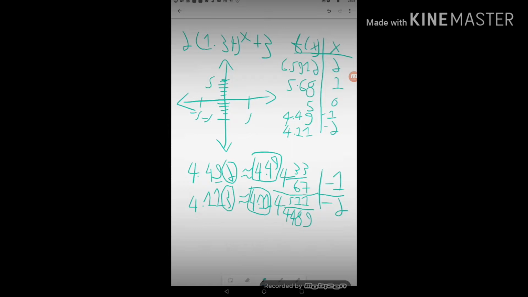Just looking at the graph, you can tell that the graph is going to look something like this. I'm not going to draw it perfectly, so I'm just going to draw it the best I can. It's going to look something like this, going that way. Alright, and there's your graph for this exponential equation. Alright, let's try another one.